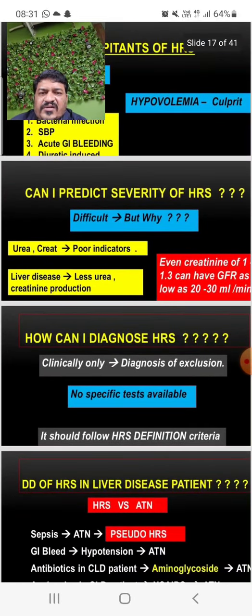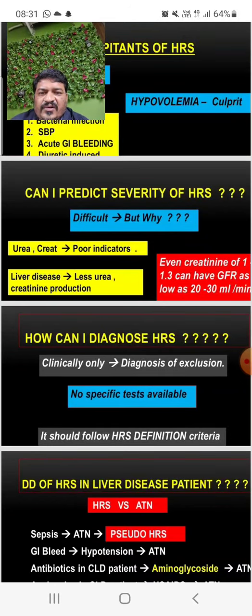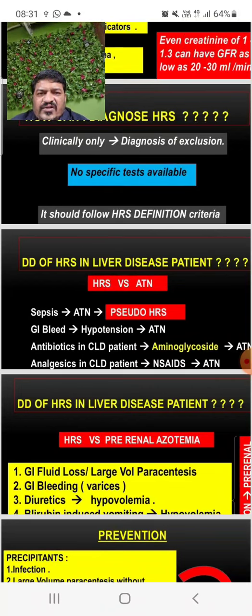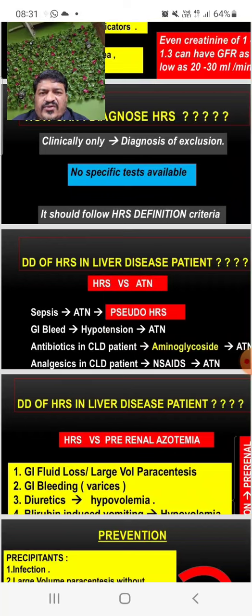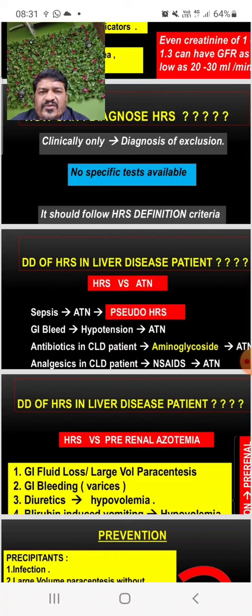How can I diagnose HRS? Clinically, it is only a diagnosis of exclusion. No specific test is available. It should follow the HRS diagnostic criteria. Differential diagnosis of HRS in liver disease patients: HRS versus acute tubular necrosis. Sepsis leads to ATN, which leads to pseudo-HRS. GI bleed leads to hypotension, which leads to ATN.